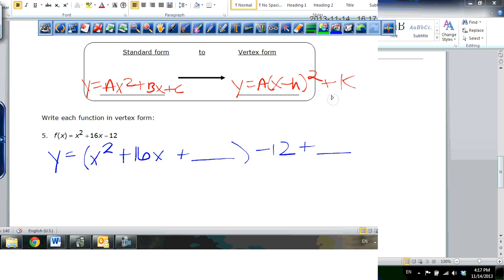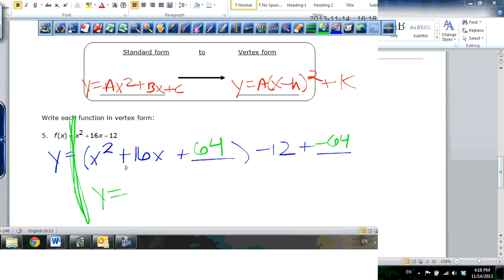Here's why. I'm going to take half of 16 and square it. Half of 16 is 8. 8 squared is 64. Before, we were adding 64 to both sides. Well, we're going to skip that step. If I add the 64 over here, it'd be like subtracting 64 on this side. So the rule of thumb is, whatever we add on one side of the equal sign, we subtract on the same side.